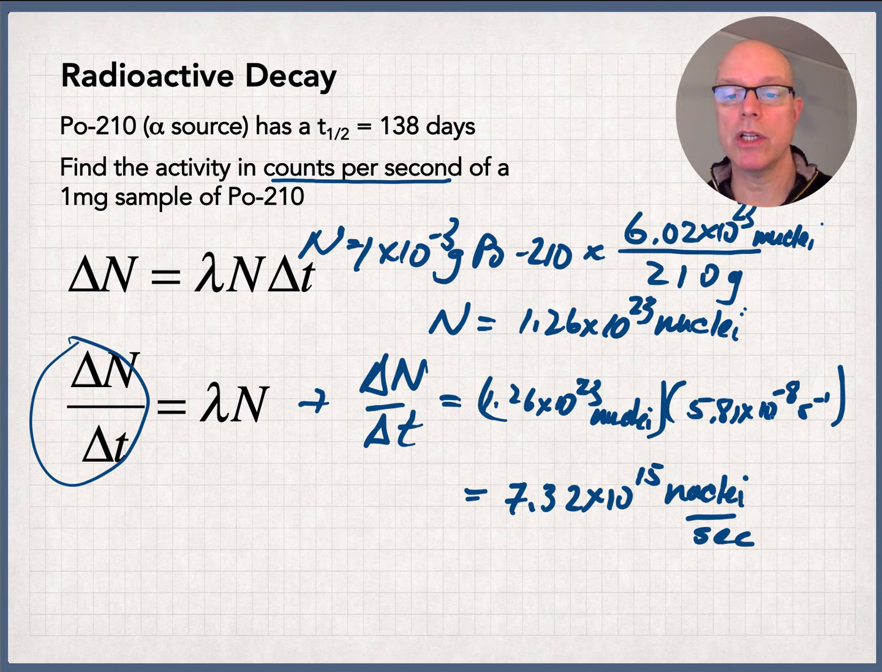Okay, so nuclei times seconds to the minus 1. That should make sense. That's how many counts or radiation are going to be emitted per second: 7.32 times 10 to the 15 radiations per second. Okay, so that's our polonium-210 source.